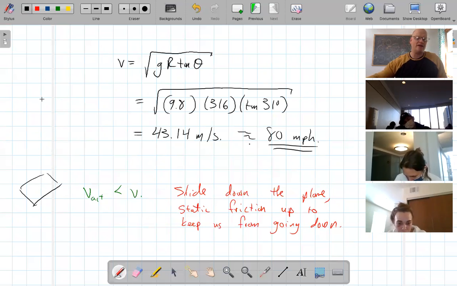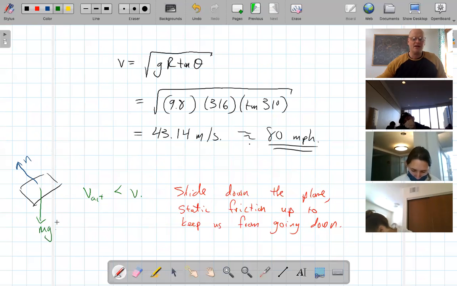So what would happen now is we would still have the normal force perpendicular to the surface. So this would be our normal force. We would still have weight pulling down in this direction. But the difference now is we would have to have a static friction pulling us up the plane. This would be the difference.